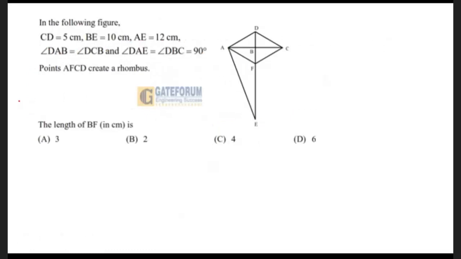In the following figure, CD. Okay, this is C. This is D. This is A. This is, I think, B. AFCD creates the rhombus. So this must be F.